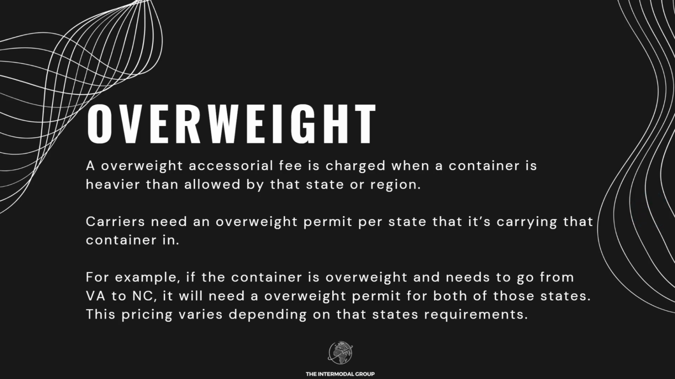Overweight. An overweight accessorial fee is charged when a container is heavier than allowed by that state or the region. So carriers need an overweight permit per state that they're carrying the container in. So for example, if the container is overweight and it needs to go from Virginia to North Carolina, it needs to have an overweight permit for both of those states. This pricing varies depending on that state's requirements.